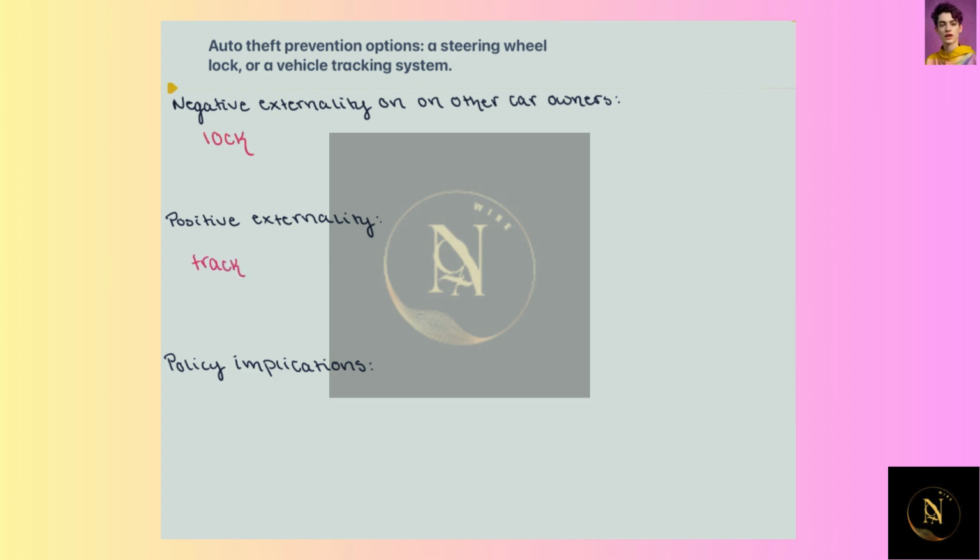Now, the positive externality would fall into this tracking system idea, because in this case, your car may still be stolen, but there's not going to be any impact on other drivers on the road. So the positive externality of that is that other drivers don't see any impact of you having that tracking system.